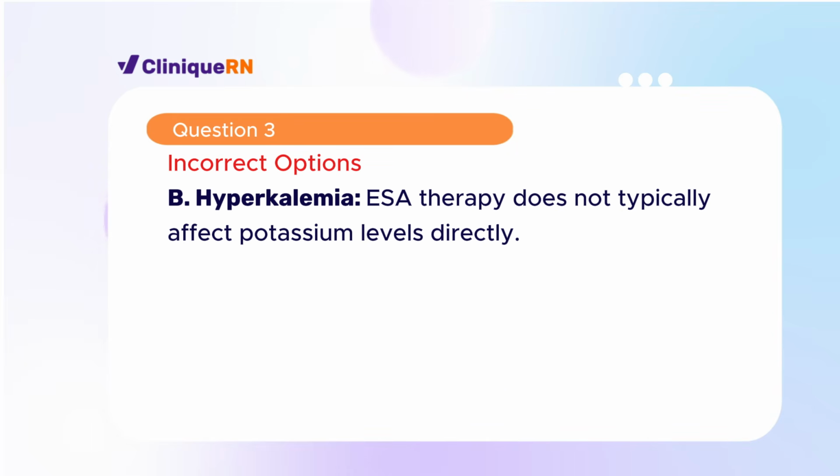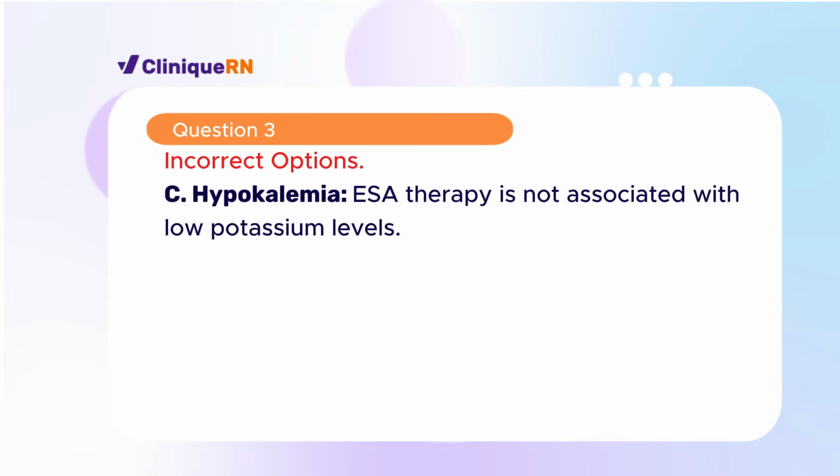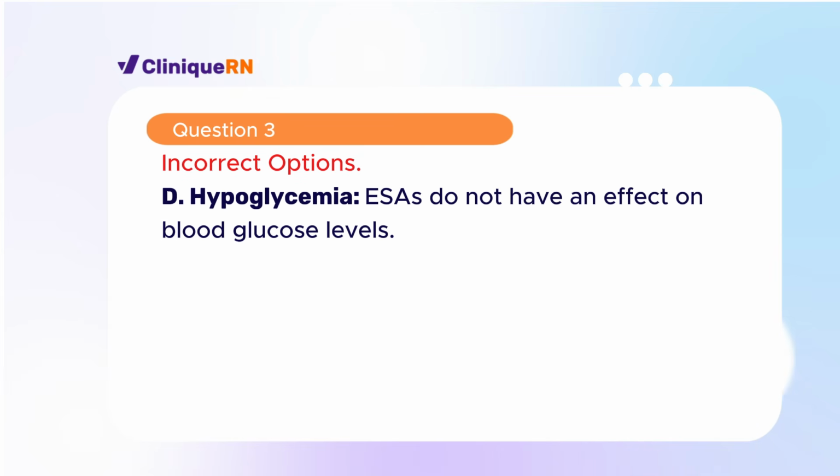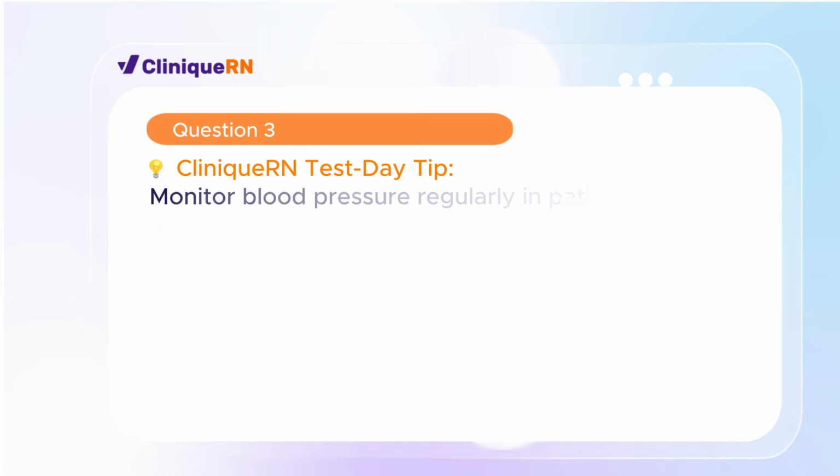Rationale for incorrect answers. B. Hyperkalemia. ESA therapy does not typically affect potassium levels directly. C. Hypokalemia. ESA therapy is not associated with low potassium levels. D. Hypoglycemia. ESAs do not have an effect on blood glucose levels.